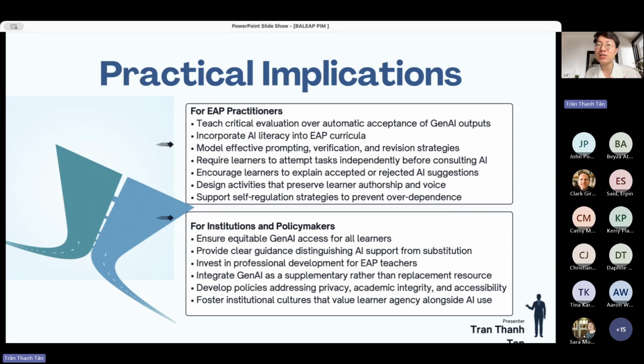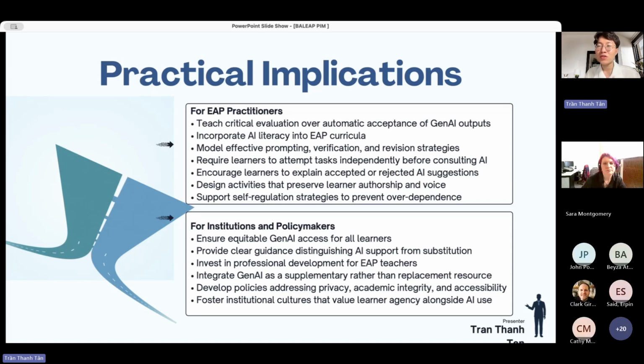We also need to encourage students to explain accepting or rejecting AI suggestions. For example, when they prompt the AI to give them the answer, they accept or reject it, and they also know why they do so. For example, as for grammar, the English majors already have a certain level of grammar rules. So when ChatGPT explains to them, they know whether this is a correct explanation or not. They need to have the rationale in their mind. And we can design activities that preserve learner authorship or voice.